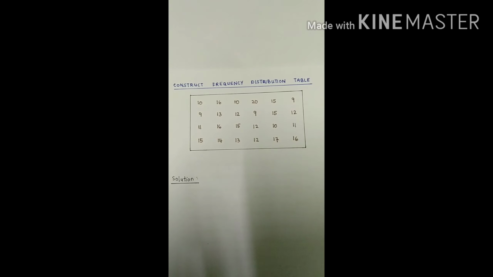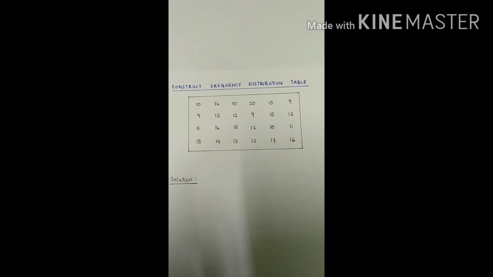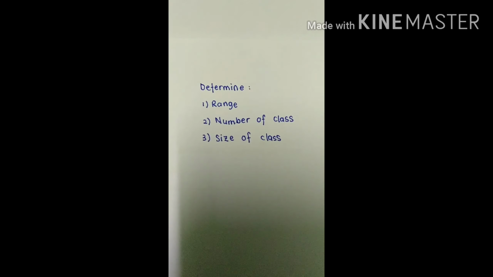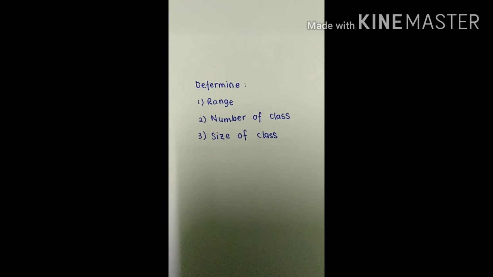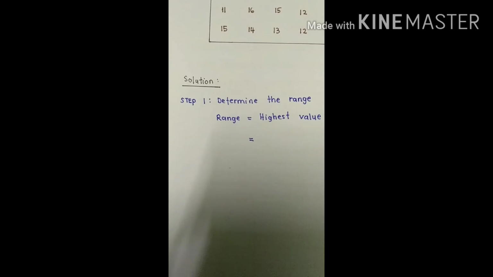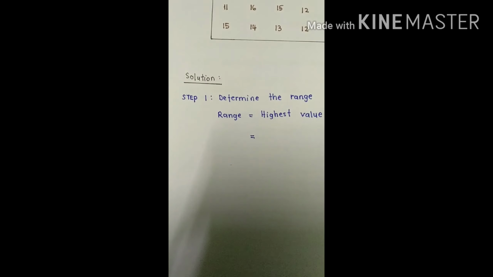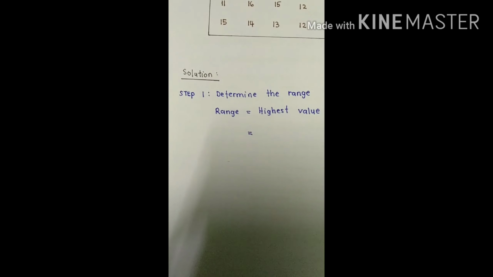So today I'll show you how to construct a frequency distribution table from this set of data. Before we construct a frequency distribution table, we must determine the range of the data, the number of classes for our table, and then the size of class. So for the first step, we must determine the range of the data.